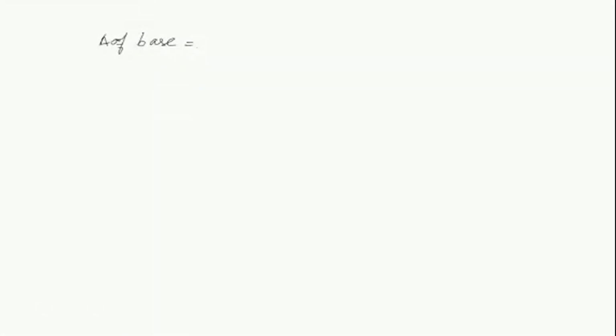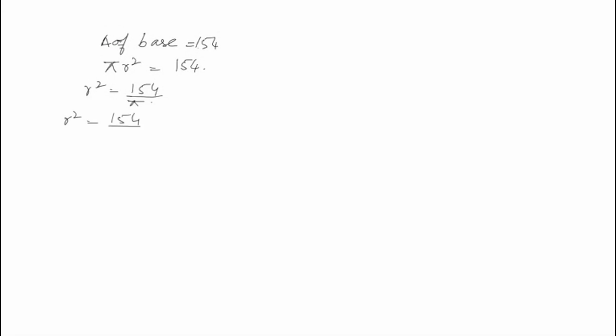Area of base is 154. The base is a circle, so pi r squared is 154. So r squared is 154 by pi, which is 154 by 22 by 7. The 7 will go up. 11 twos are 22, 11 ones are 11, 11 fours are 44, so 2 sevens are 14. So r is 7. Correct? Yes, ma'am. Now r is 7.